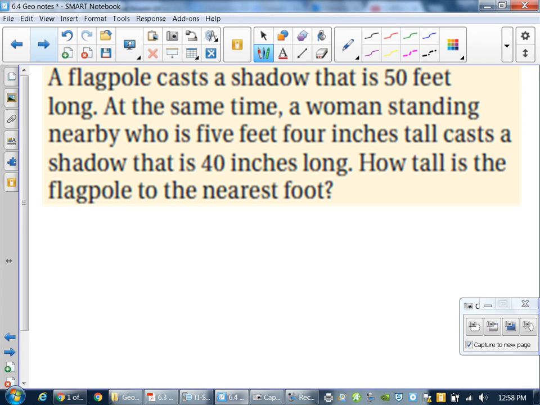A flagpole casts a shadow that is 50 feet long. At the same time, a woman standing nearby, who is 5'4", casts a shadow that is 40 inches long. How tall is the flagpole to the nearest foot?